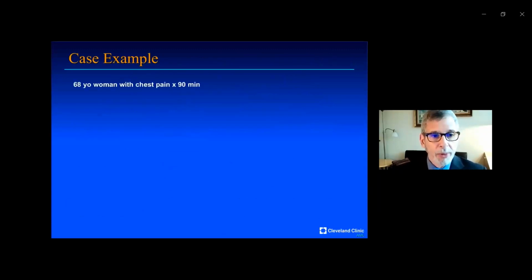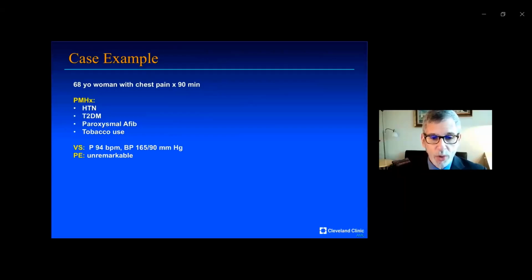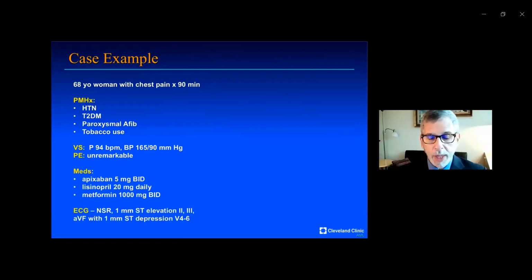As a case example, I present a 68-year-old woman who presents with chest pain for 90 minutes. She has a past medical history of hypertension, diabetes, paroxysmal atrial fibrillation, and tobacco use. Her examination on presentation was benign and her vital signs were stable. Her home medications included apixaban for the atrial fibrillation, lisinopril, and metformin. Her electrocardiogram showed a normal sinus rhythm with ST segment elevations in leads 2, 3, and aVF, with depressions in leads V4 through V6.